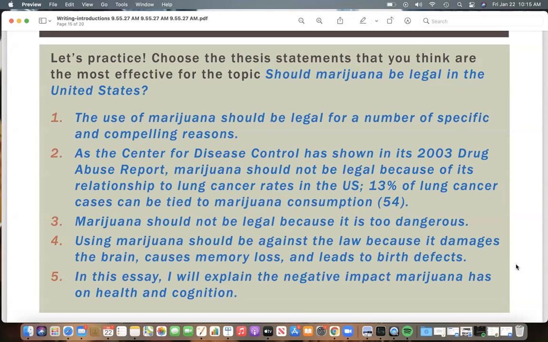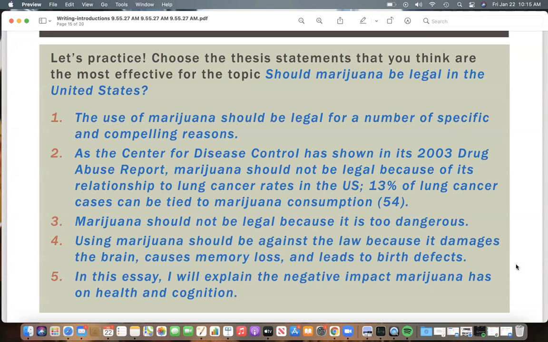Number 3, marijuana should not be legal because it is too dangerous. Well, you might think it's too dangerous, but overall, this one is really just too broad. We need to know why it's dangerous. Why is it harmful? What are some things that it does?